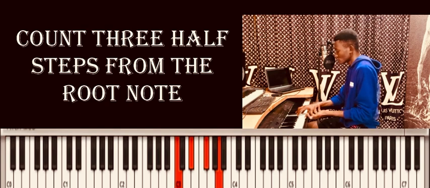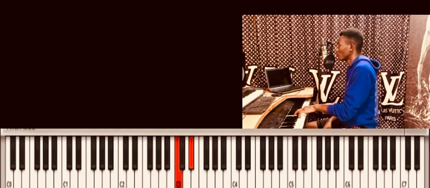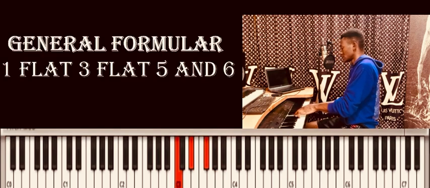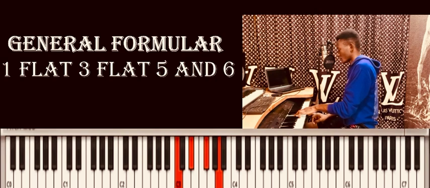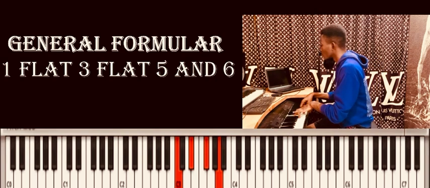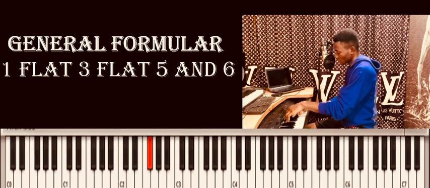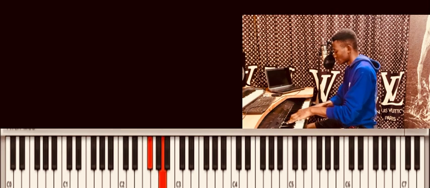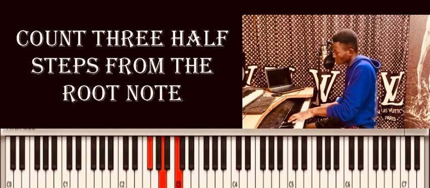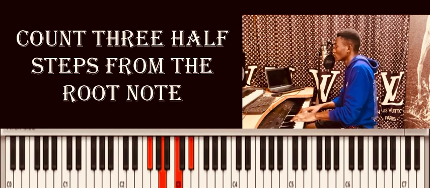You can also use the formula 1, flat 3, flat 5, and the 6 of any key. So that's another way. Let's try it in the key of F sharp. Okay, so this F sharp. Let's count 3 half steps. 1, 2, 3, 1, 2, 3, 1, 2, 3. So this is F sharp diminished.